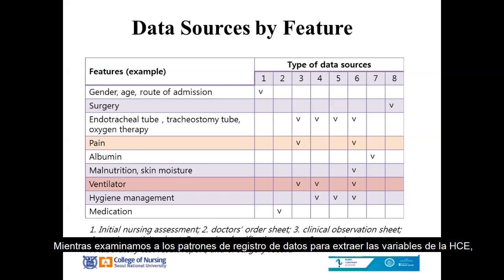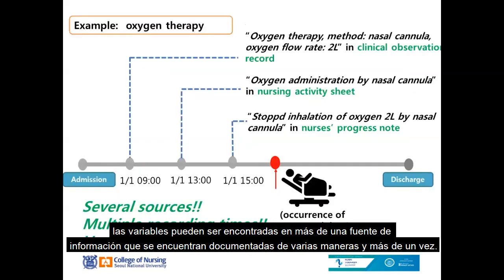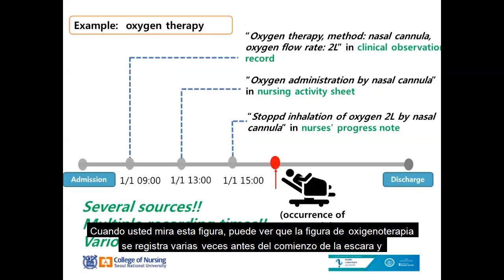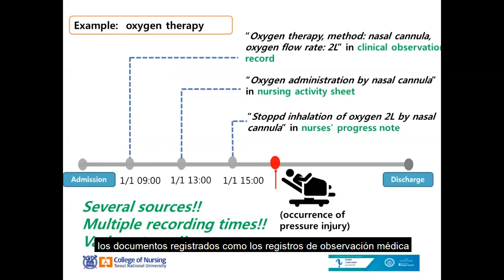And as we looked at data recording patterns to extract features from EHR, a feature can be found in more than one data source, documented in various ways and more than one time. When you look at this figure, you can see that oxygen therapy is recorded several times before the onset of the pressure injury and recorded in various documents such as clinical observation record, the nursing activity sheet, and nursing notes. We had to decide at what point in time to extract the data.